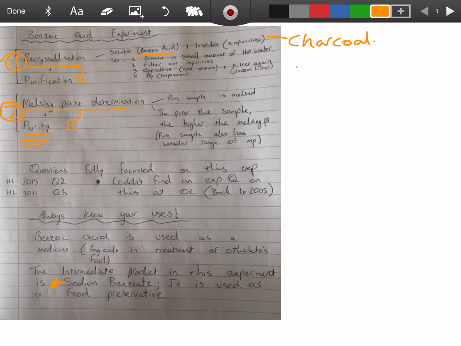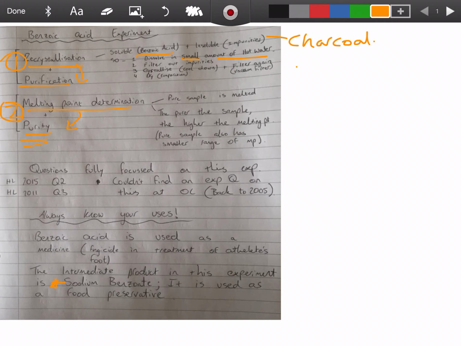When we first do this, we are dissolving all of the benzoic acid in a small amount of hot water. The idea of keeping that to the smallest amount of water that we can is to keep it as pure as possible, because if we dilute it too much, then some of it might not recrystallize. So we want to use a very, very small amount of hot water to dissolve it.